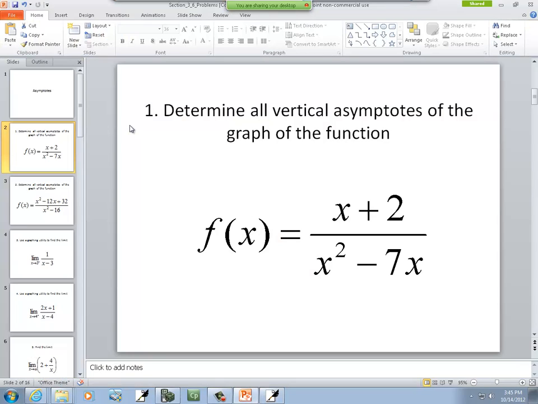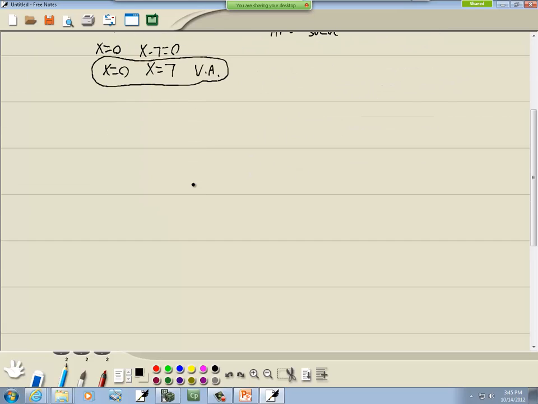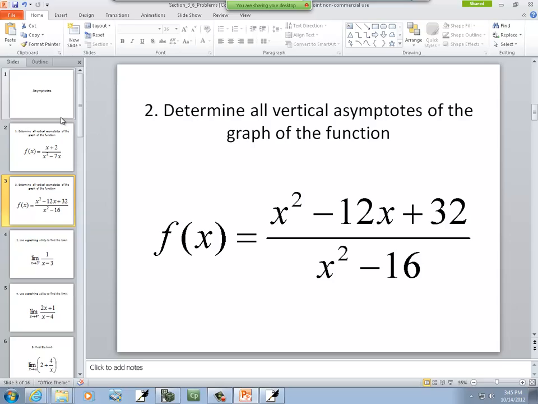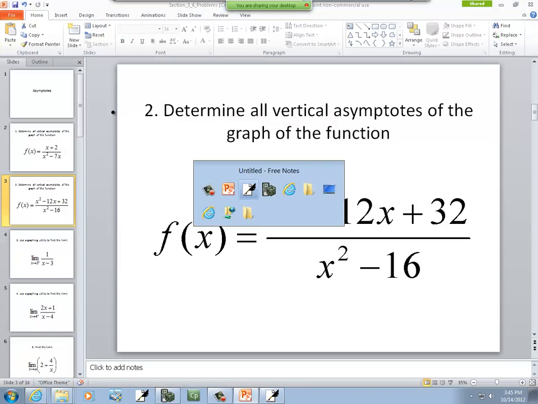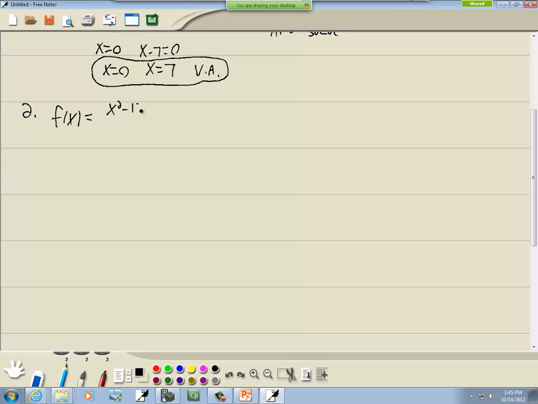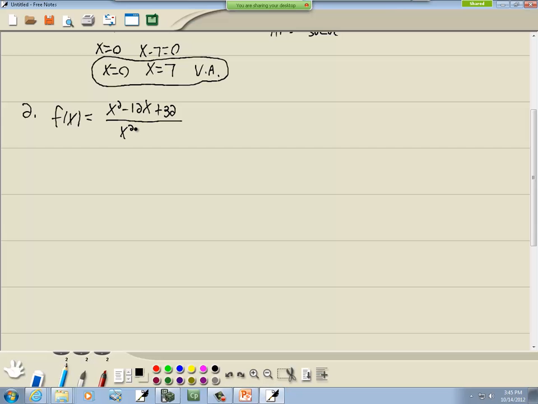Let's look at our next problem. We've got f of x is equal to x squared minus 12x plus 32 over x squared minus 16.